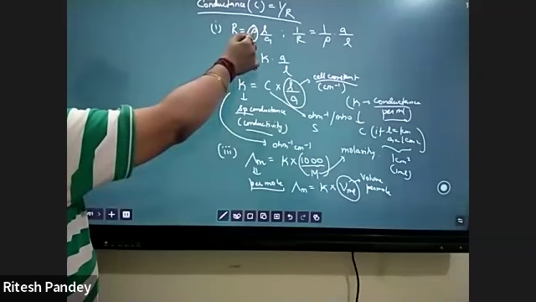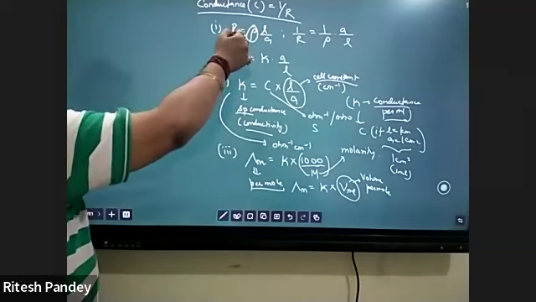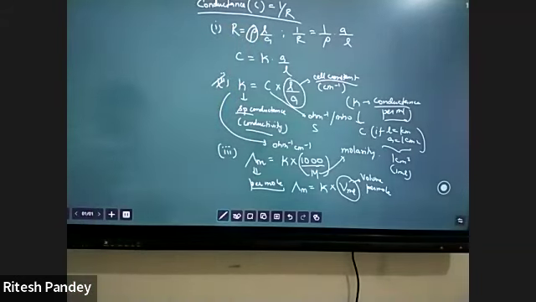This was resistivity, specific resistance. L is equal to 1, A is equal to 1 centimeter square. The resistivity was the resistance of a unit cube made of that material. Yes or no?